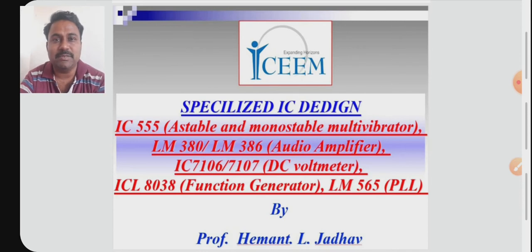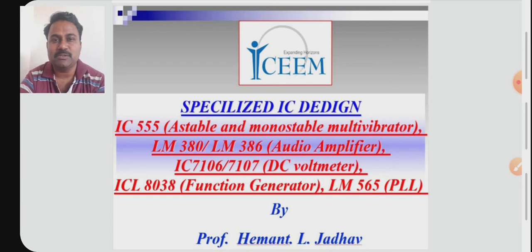Then you will be able to design your own function generator. As we know, a function generator is a circuit which generates different waveforms like sine, square and triangular waveforms. So you will be able to design your own function generator by using IC 8038, and you will be able to design your own FM detector, that means FM demodulator, using PLL IC 565, and your own DC voltmeter by using IC 7106 or 7107.